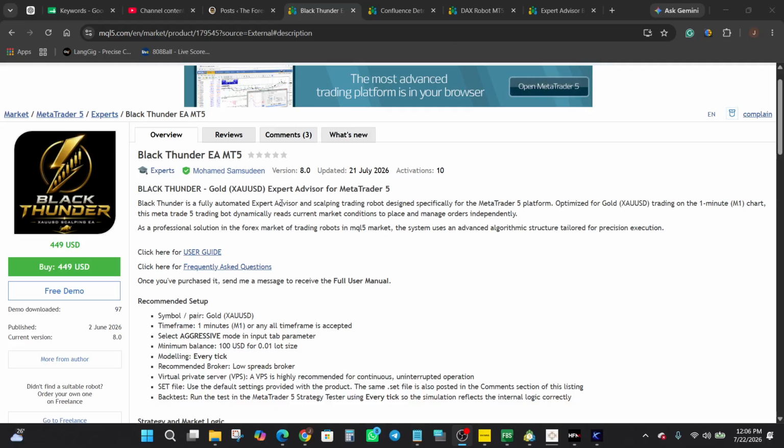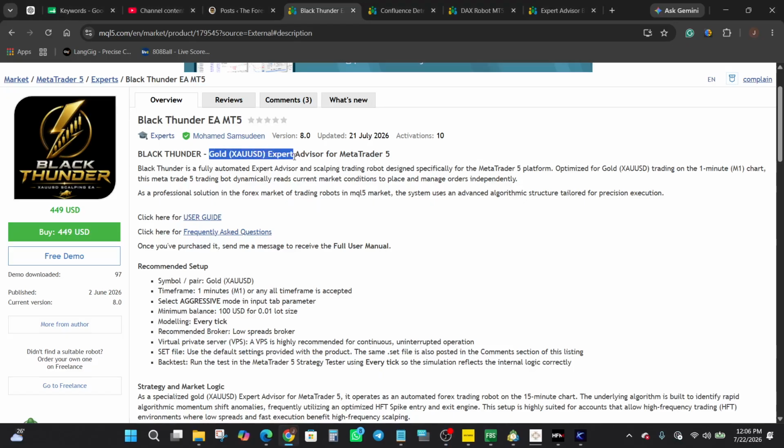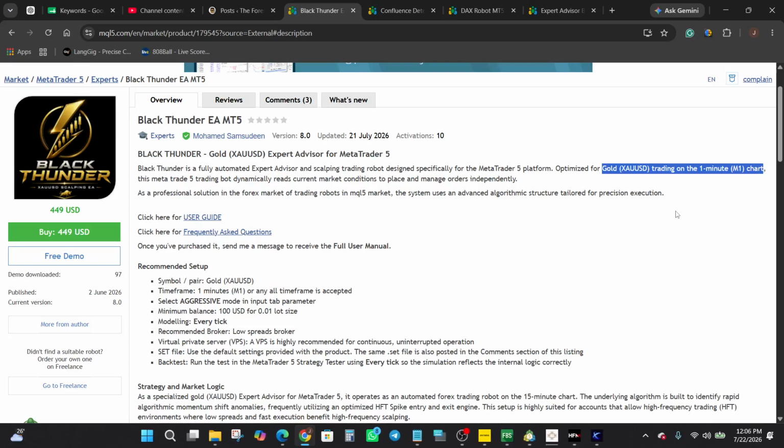So scrolling into the description, this is built specifically for gold scalping on the 1 minute time frame. Okay, dynamically reading market conditions to place and manage orders independently.